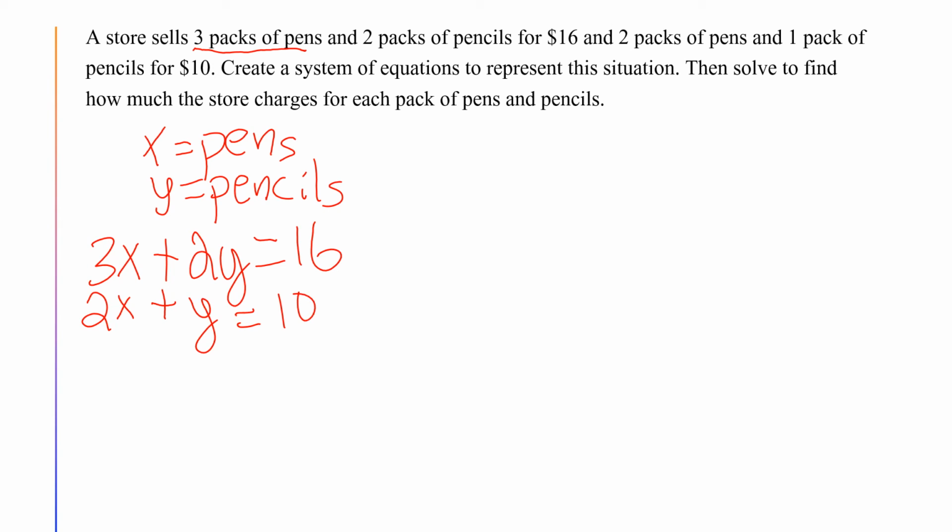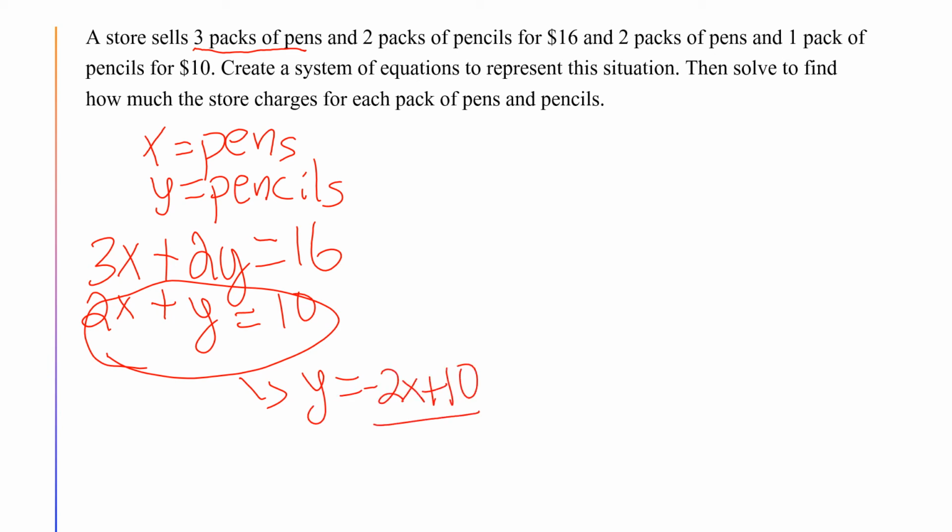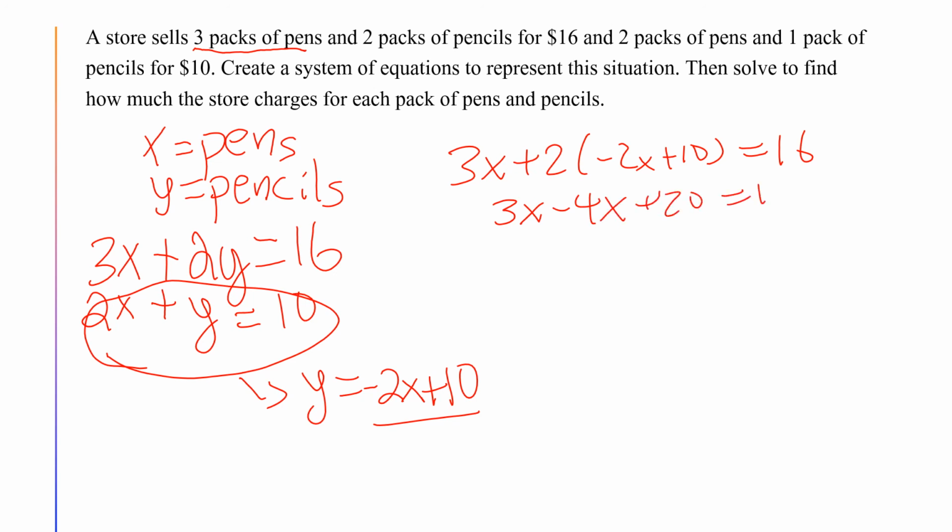Now, in order to do this using the substitution method, the easiest way would be to rearrange the second equation into y equals negative 2x plus 10, then plug negative 2x plus 10 into y in the first equation. So when we do that, we get 3x plus 2 times (negative 2x plus 10) equals 16. 3x minus 4x plus 20 equals 16. Negative x plus 20 equals 16. So negative x equals negative 4. And when we divide both sides by negative 1, we get x equals 4.